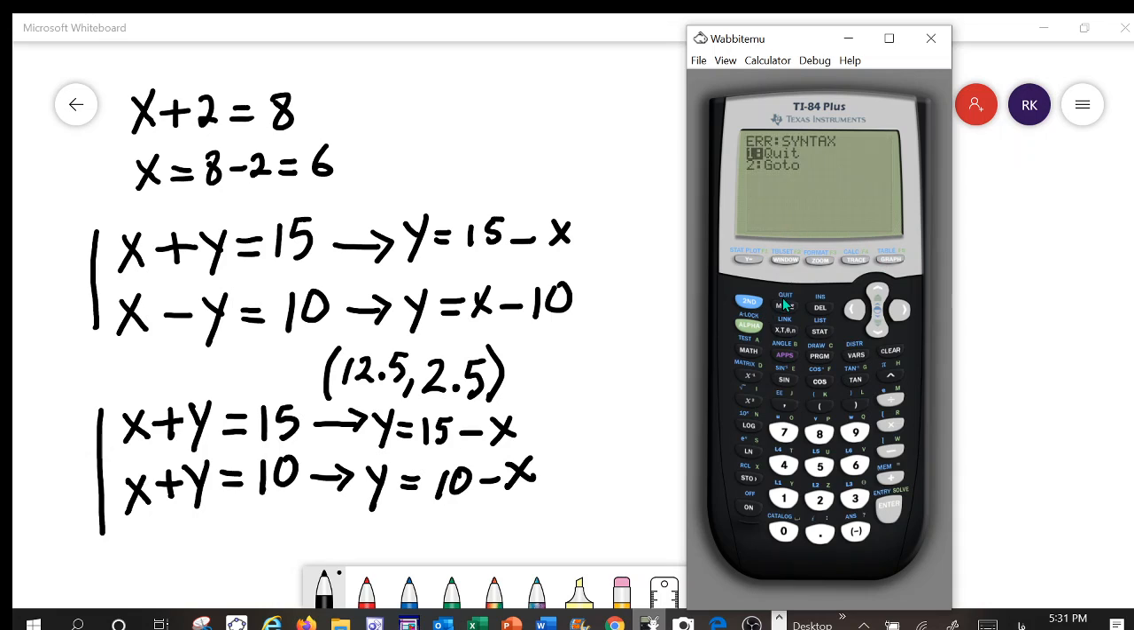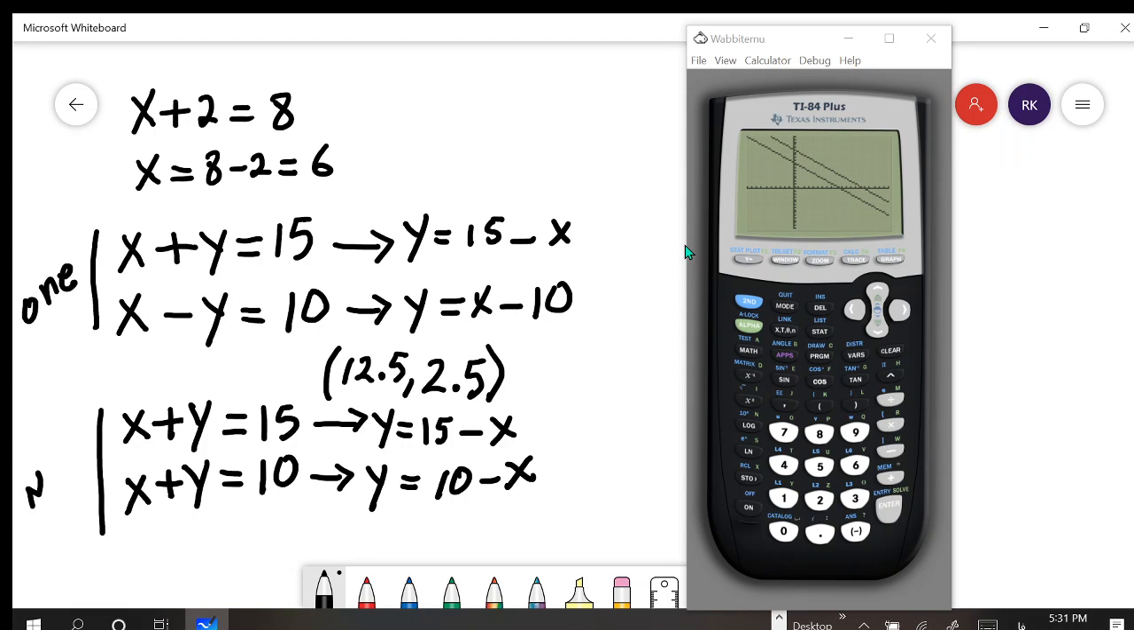and we get, well, I don't know what happened. Oh, I didn't put anything there. X. There you go. We get two lines that are what? Parallel. They can never meet, right? So this kind of system of equations has no solutions. So basically this one has one solution. This one has none.